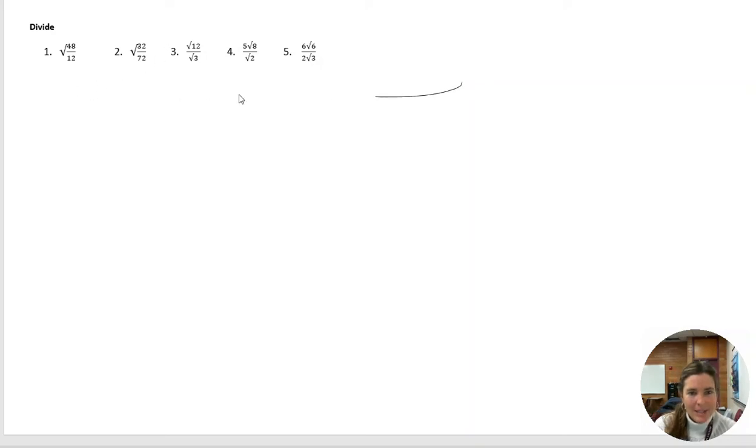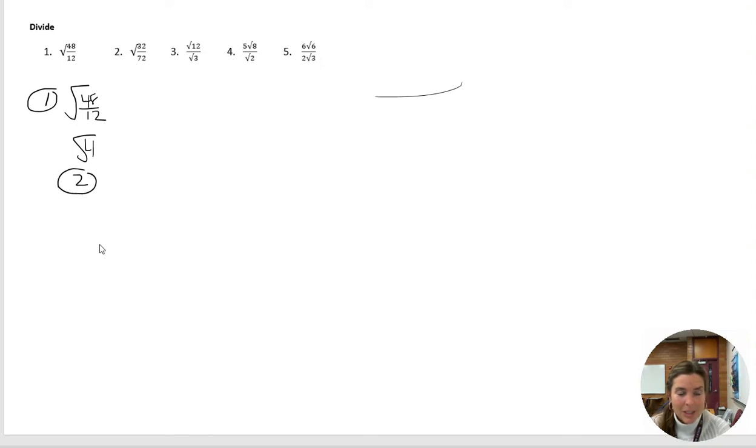So let's go ahead and do the dividing radicals. So let's start with number 1. Remember that the very first thing that you want to do is look at whatever is underneath the radical, the fraction, and see if that simplifies. Because when we look at 48 divided by 12, that actually just makes a 4. And then the square root of 4 is really just a 2.